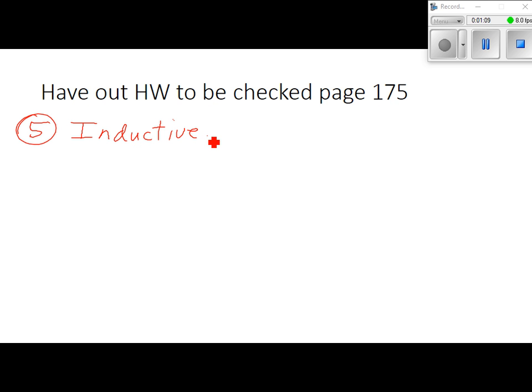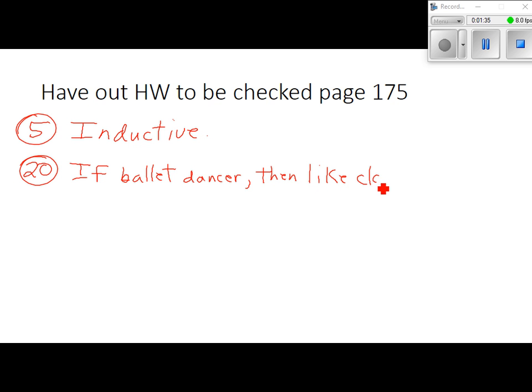Ballet dancers like classical music. Let's write this as an if-then statement. If I say ballet dancers like classical music, what's the if part going to be? Be careful. If what? If you're a ballet dancer, then you like classical music. Again, this part's called the what? Hypothesis. This part's called the conclusion. Very good.